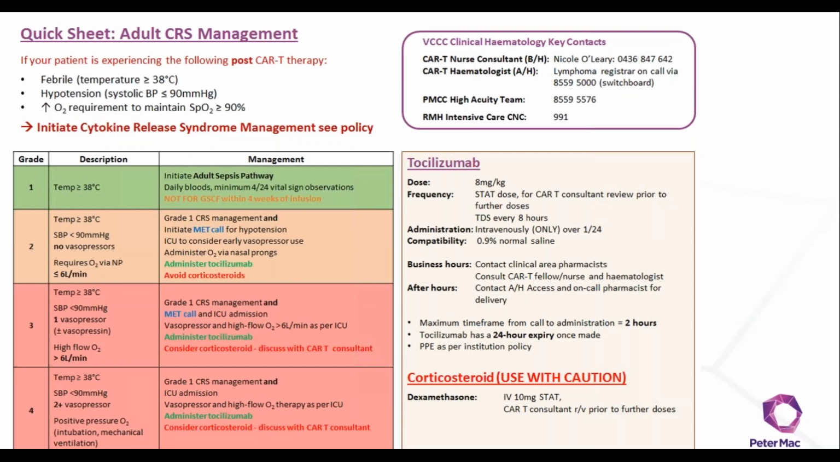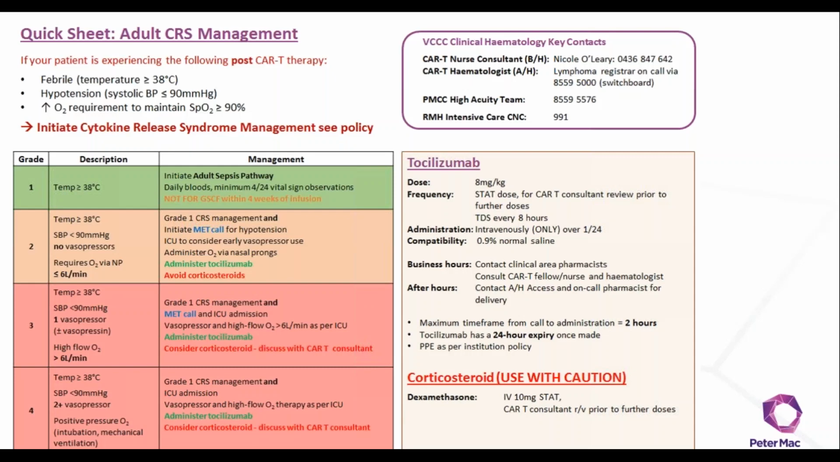So giving fluids for hypotension, your high acuity or your ICU team are aware of the patient. They might not know about CAR T therapy, so you're educating them, okay? Also thinking about early intervention with tocilizumab as well. So initially when we were starting this whole process, we thought that tocilizumab would only be given in the intensive care setting, but early intervention we're learning is key to these patients, okay?